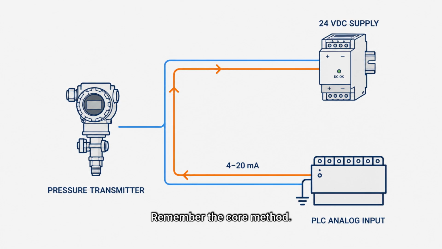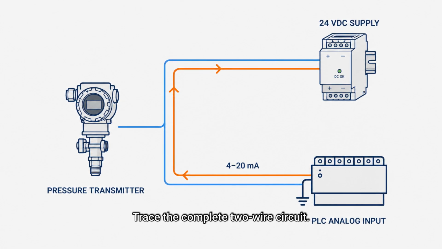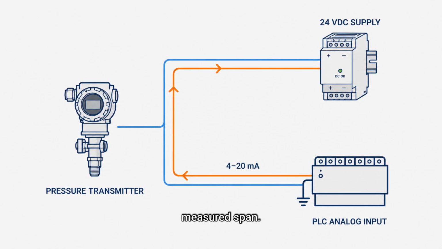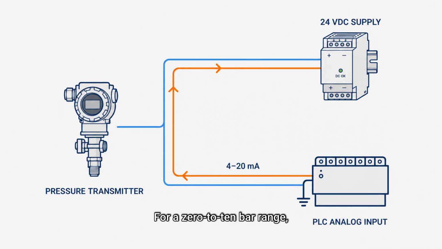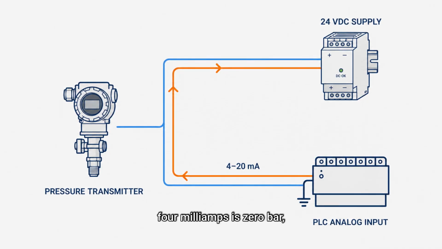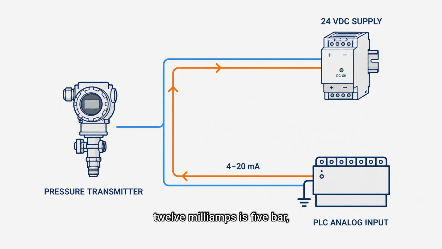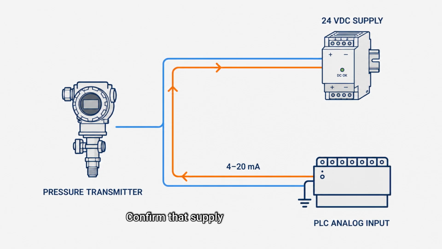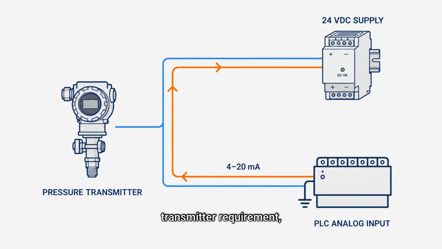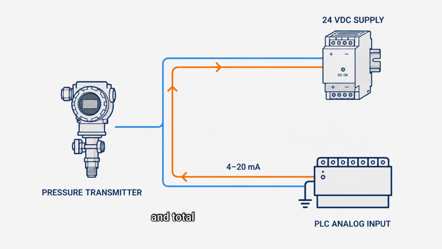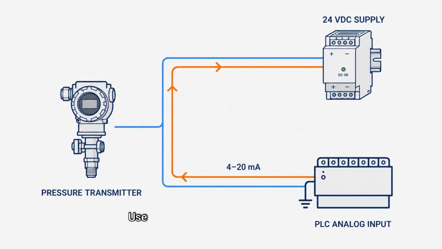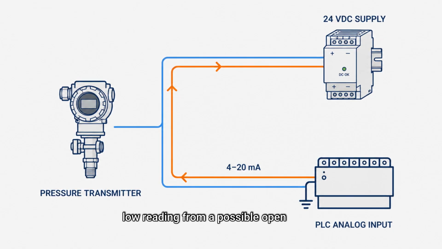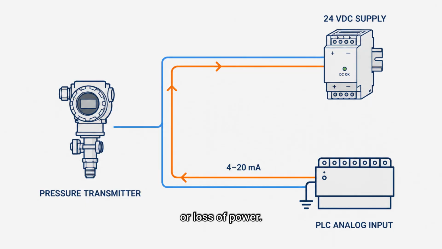Remember the core method. Trace the complete 2-wire circuit. Read the 4-20 milliamp signal as the measured span. For a 0 to 10 bar range, 4 milliamps is 0 bar, 12 milliamps is 5 bar, and 20 milliamps is 10 bar. Confirm that supply voltage covers the transmitter requirement, receiver burden, and total cable voltage drop. Use the live zero to distinguish a valid low reading from a possible open circuit or loss of power.